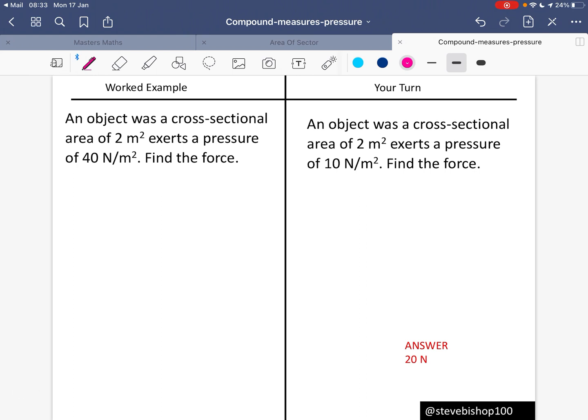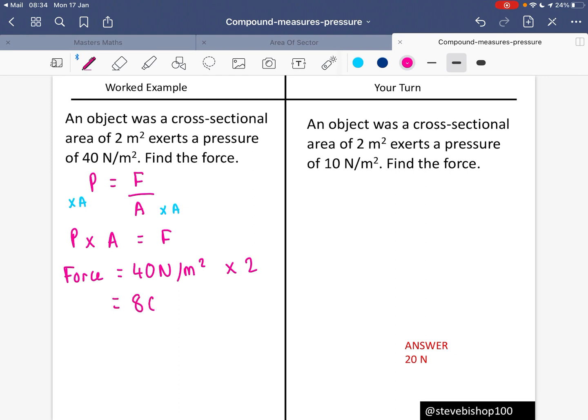The second part of this lesson then is finding the force. Again, we have to rearrange the formula. We know pressure is equal to force divided by area, but we want to make force the subject. To do that, we multiply by area to change the subject of the formula, so we get pressure multiplied by area is equal to force. So the force here is equal to the pressure, which is 40 newtons per meter squared, multiplied by the area, which is 2, which would be 80 newtons. So that would be the force.